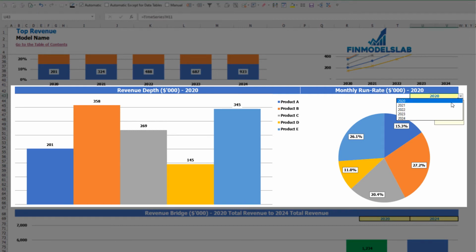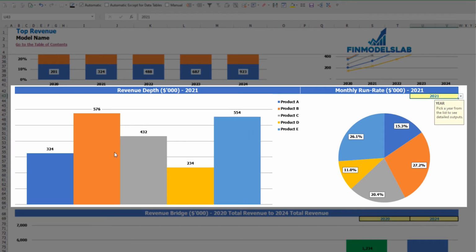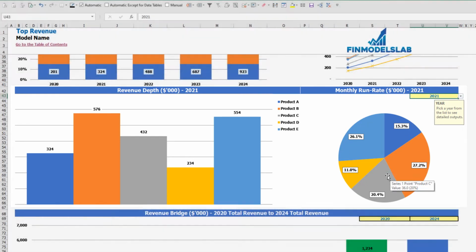You can select the year, and based on this year you will see the information of revenue by products as absolute values and percentage revenue breakdown on the pie chart.